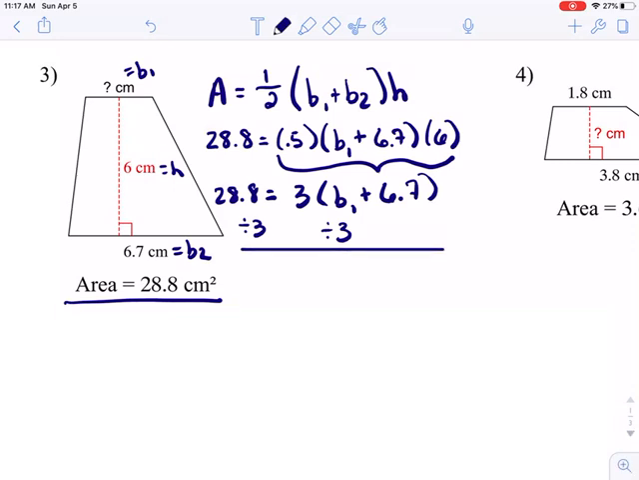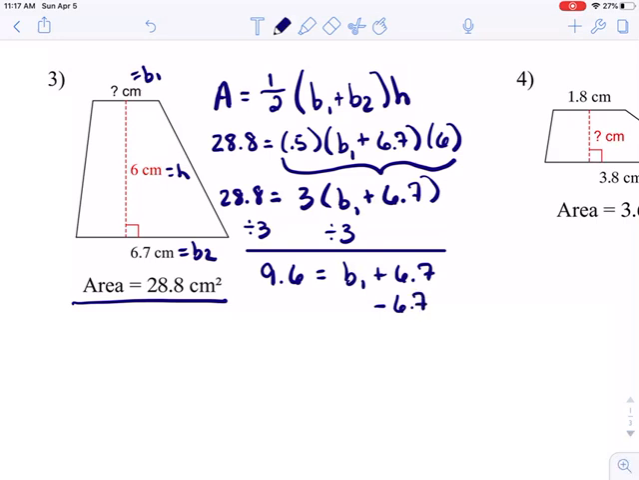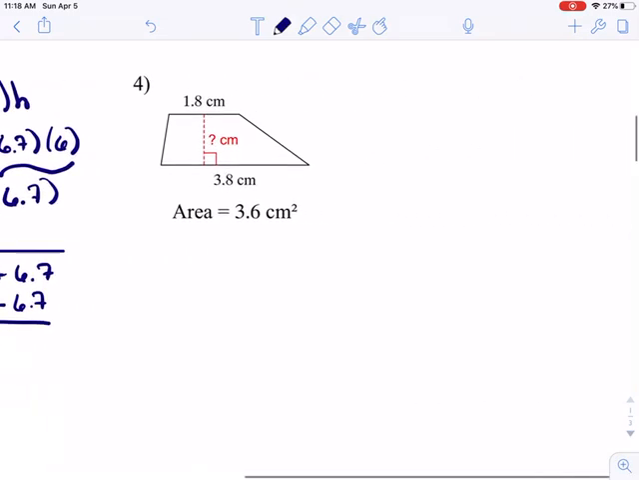So 28.8 divided by 3 is 9.6. And that equals the B1 value, which I don't know, my variable, plus 6.7. My last step is to subtract that other base, and I get that base value is 9.6 minus 6.7, which equals 2.9. So that base 1, that missing base, is 2.9 centimeters. All right, let's try that again.